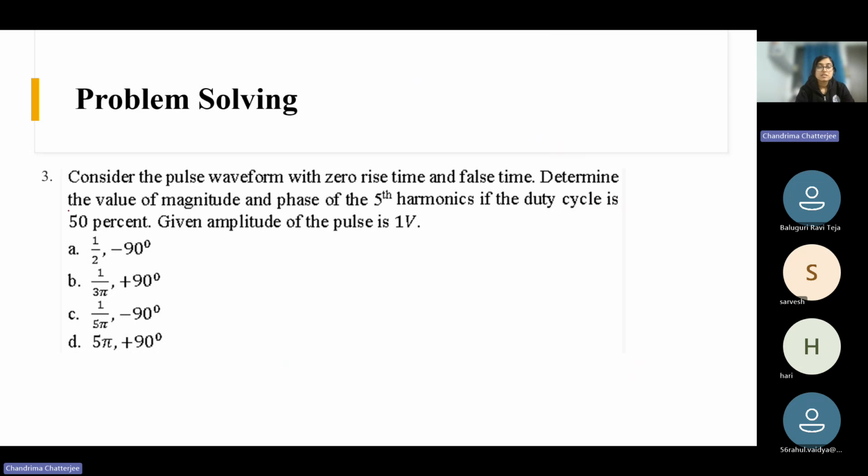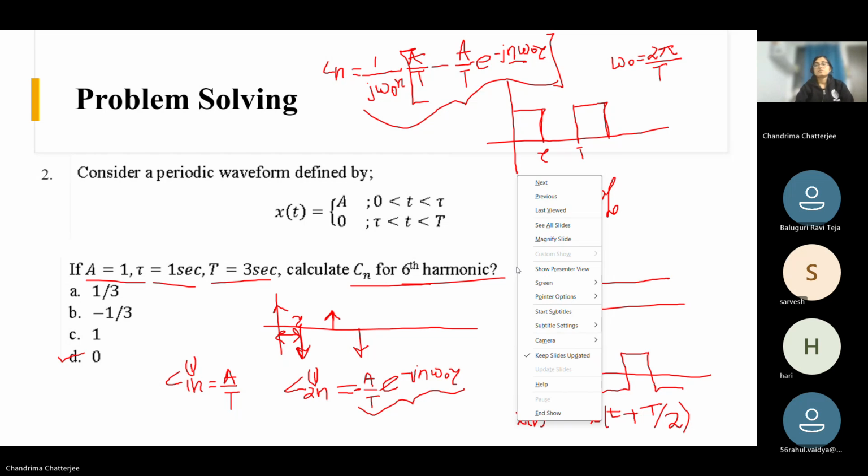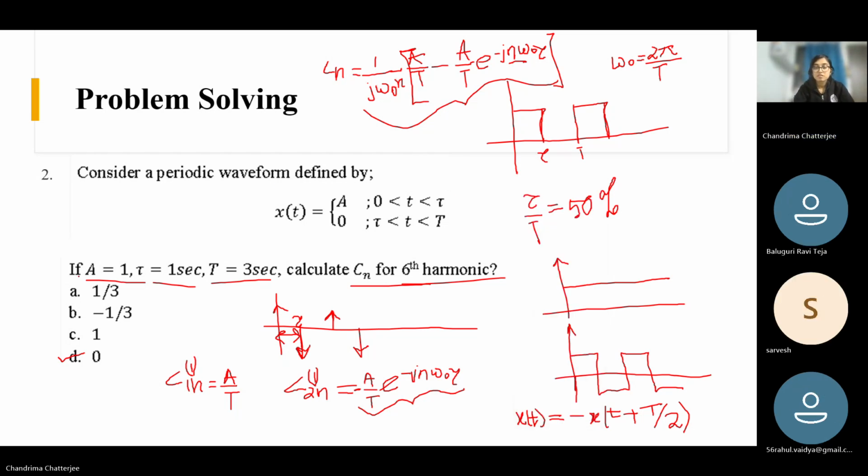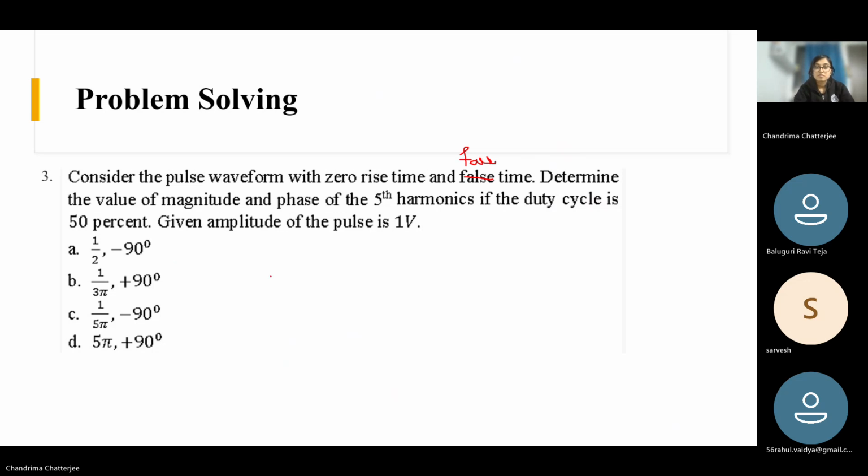We will proceed to the third question then. Consider the pulse waveform with zero rise time and this is fall time, not false time. Determine the value of magnitude and phase of the fifth harmonic if the duty cycle is 50%, given amplitude of the pulse is 1 volt.